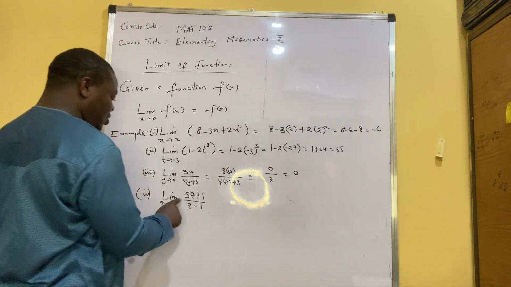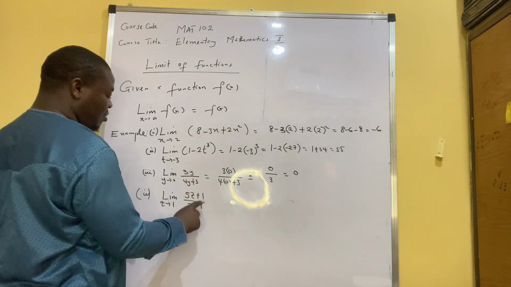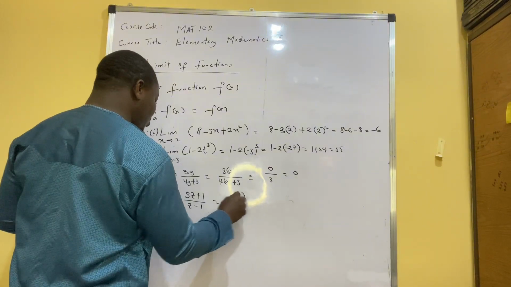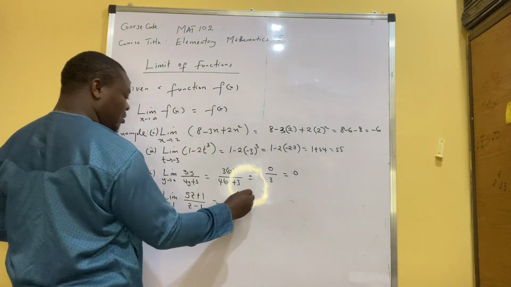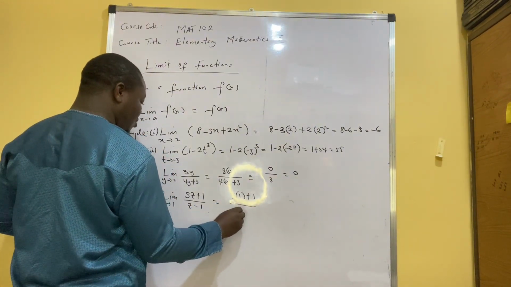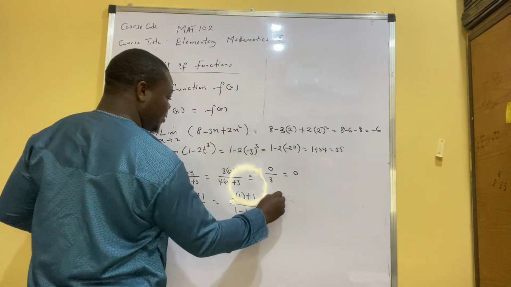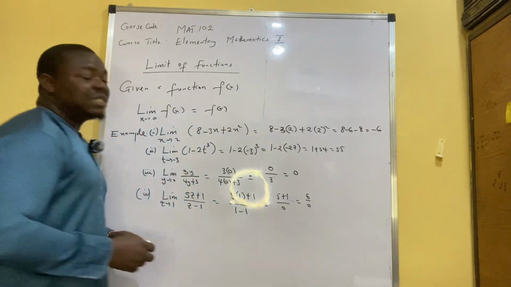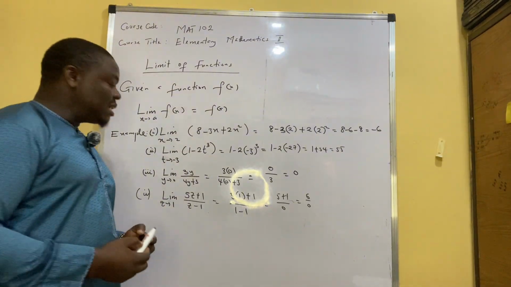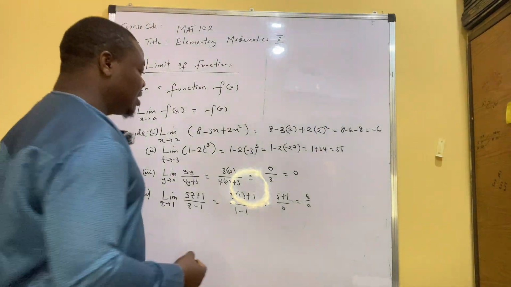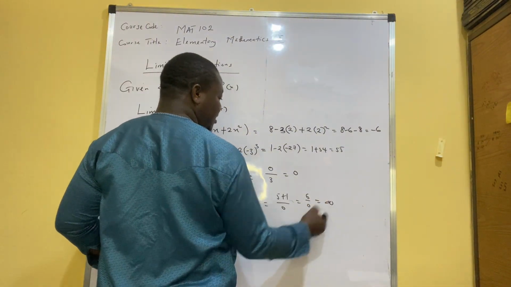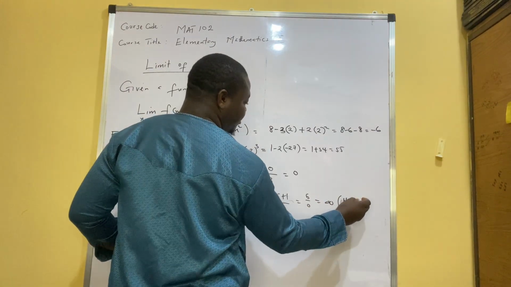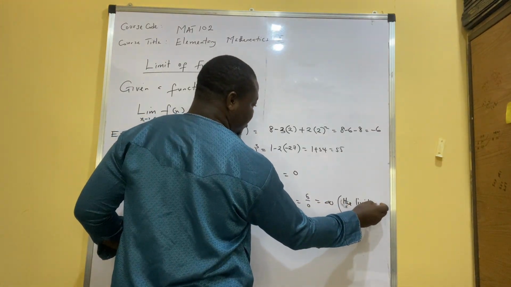Now, the limit of this function 5z plus 1 over z minus 1 as z tends to 1 is equal to, whatever we see z, we replace with 1. 5 times 1 plus 1 over 1 minus 1. Okay, simplifying this, we have 5 plus 1 over 0, which is 6 over 0. So since the denominator is 0, it implies that what? The limit does not exist. We usually use a symbol that this one is infinity, which implies that the limit does not exist.